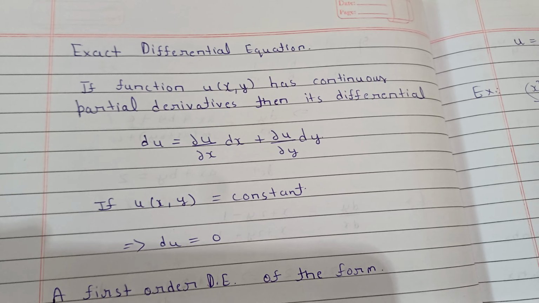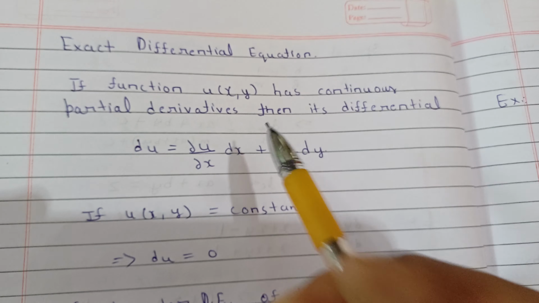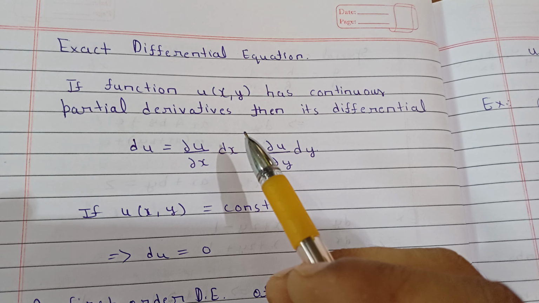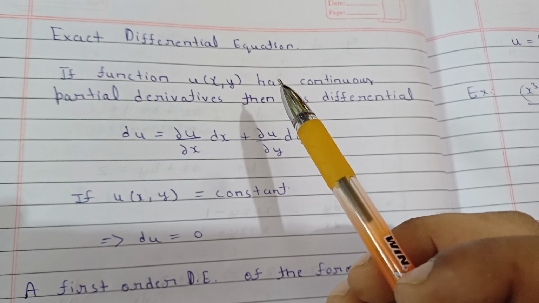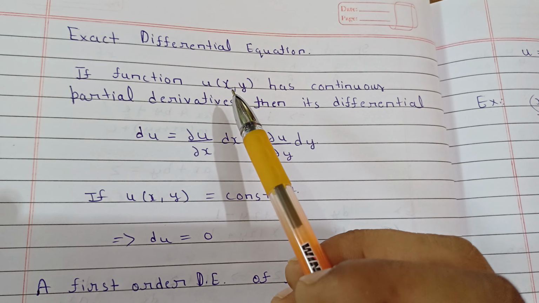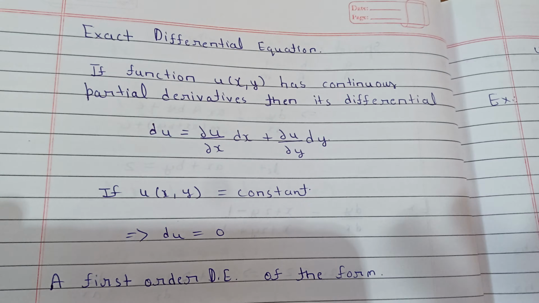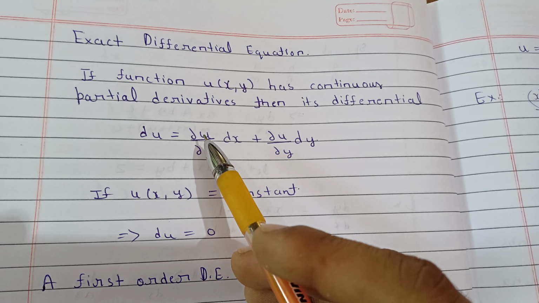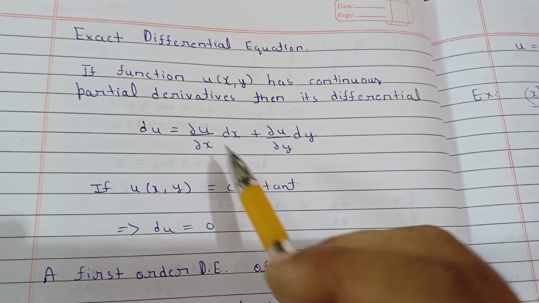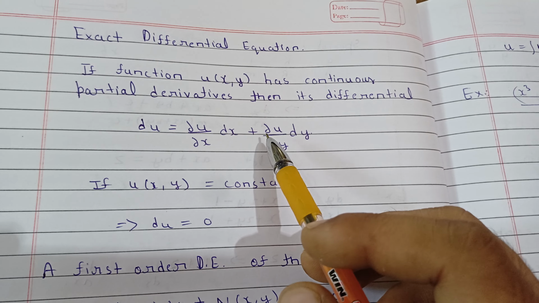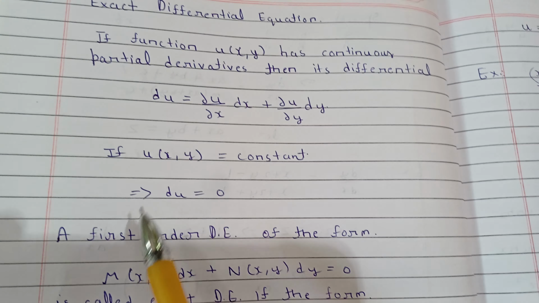Now let's come to the main topic, many questions are asked from this topic, that is the exact differential equation. So what is the exact differential equation? If there is any function of x and y which has continuous partial derivatives, meaning the partial derivatives with respect to x and with respect to y are continuous, then its differential can be written like this: del u by del x dx plus del u by del y dy.